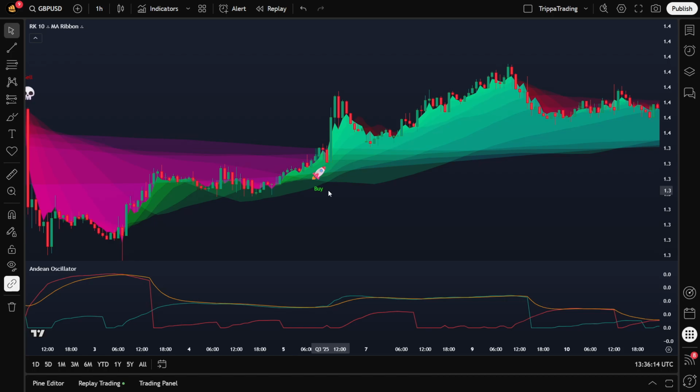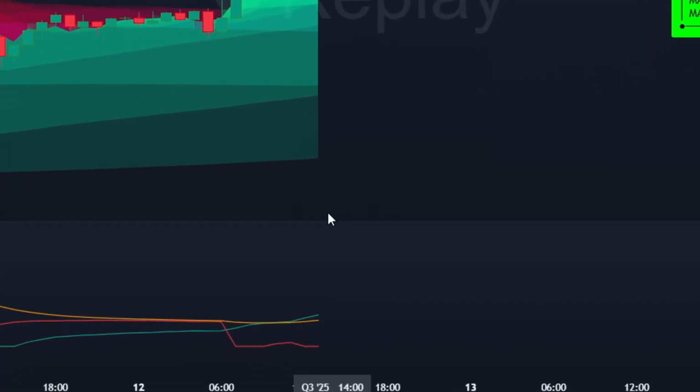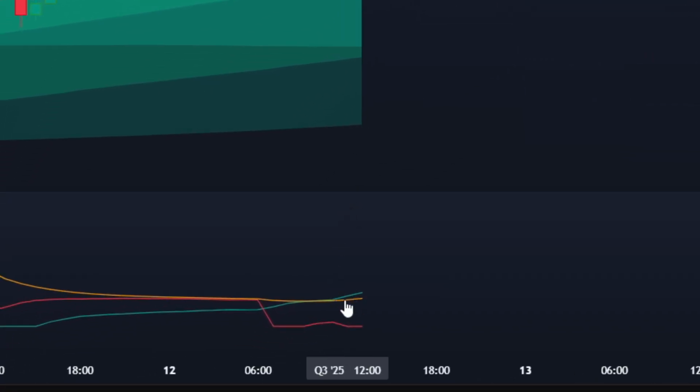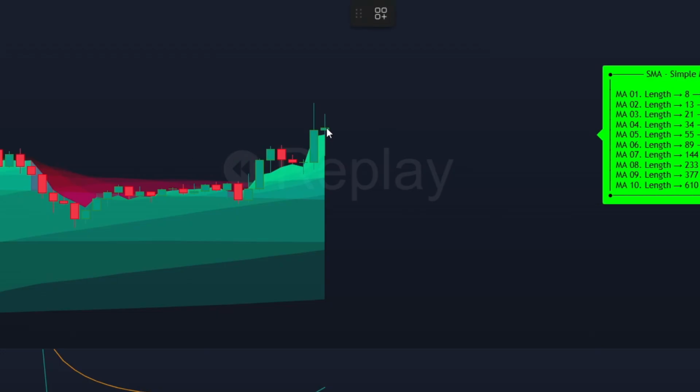Let's go through one live buy trade example. Here we can see the ribbon is green, so we know the market is in a strong uptrend. So now if we get a proper buy signal from our Andian oscillator, we know we can open a buy trade. And here we see the green line crossed red and orange lines and moved above. So this is a perfect signal. We can open a buy position here.